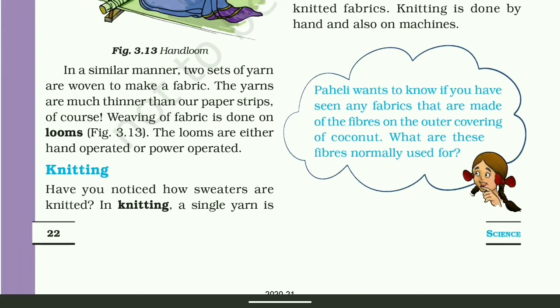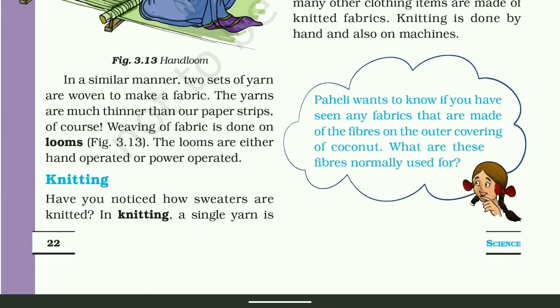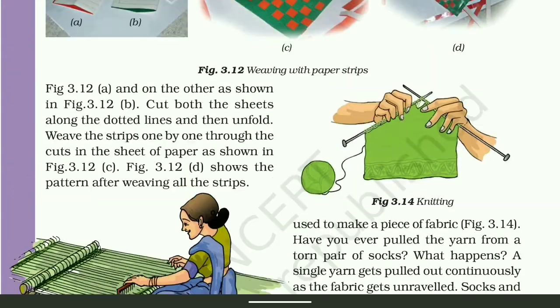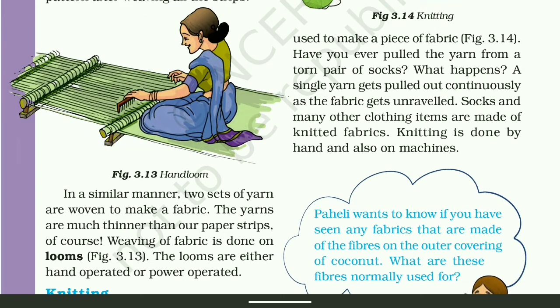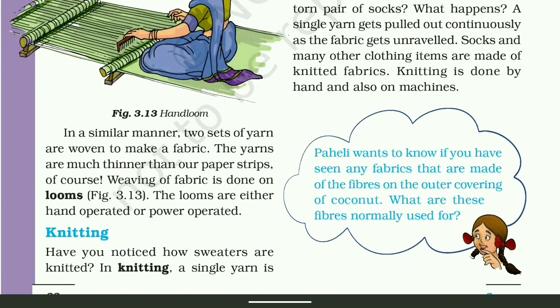Knitting. Have you noticed how sweaters are knitted? A single yarn is used to make a piece of fabric. Have you ever pulled the yarn from a torn pair of socks? What happens? A single yarn gets pulled out continuously as the fabric gets unraveled. Socks and many other clothes items are made of knitted fabric. Knitting is done by hand and also on machines.